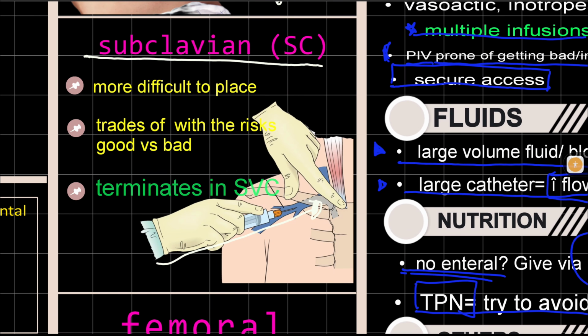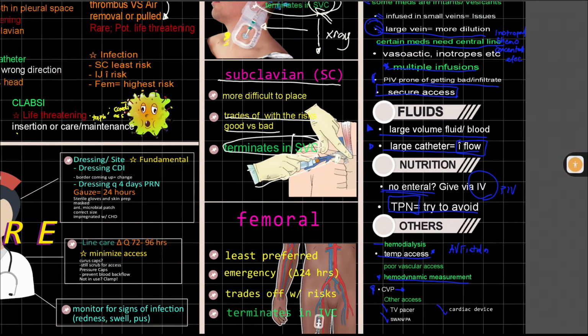Now, if the doctor decides to use this, you have to trade off with the risk. I mean, good versus bad, because of the arterial cannulation, the probability of dislodgement and rupture. Those are some of the disadvantages of this side. Now, where does the tip of your catheter end when you use this side? In your SVC, the same as your IJ, or internal jugular. SVC, superior vena cava. Alright, so we're done with your IJ and your SC.